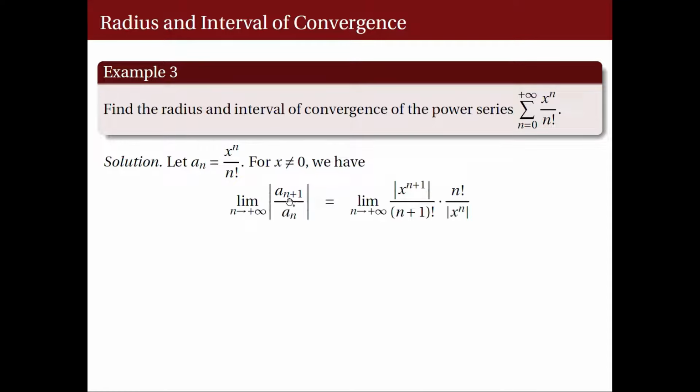For x not equal to 0, we have the limit of the absolute value of a_(n+1) over a_n as n approaches positive infinity, equal to the limit of the absolute value of x to the n+1 over (n+1) factorial times n factorial over the absolute value of x to the n as n approaches positive infinity. We can simplify this expression by cancelling n factorial and the absolute value of x to the n, and therefore this limit is equal to the limit of the absolute value of x over n+1 as n approaches positive infinity.